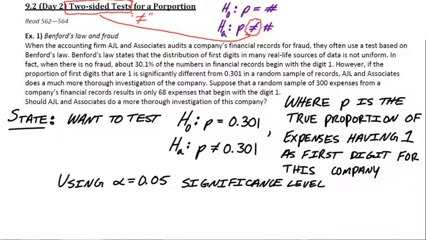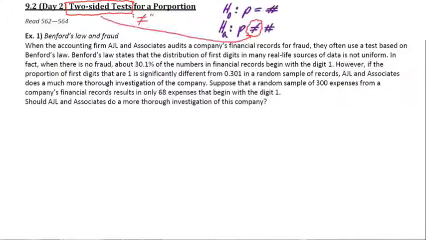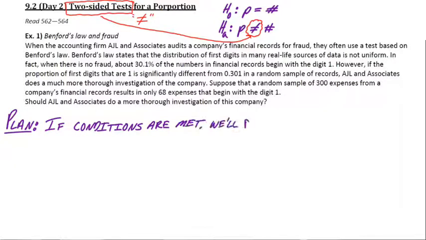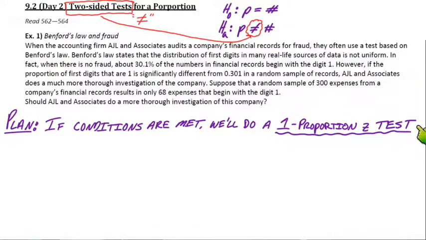All right, and I just need some room here, so I'm going to go ahead and clear this off. Let's go to the plan step. One thing that's new for us is we have to name the type of test that we're going to do. So if the conditions are met, we'll do a 1 proportion z-test. That's the name of the test that we're going to run.